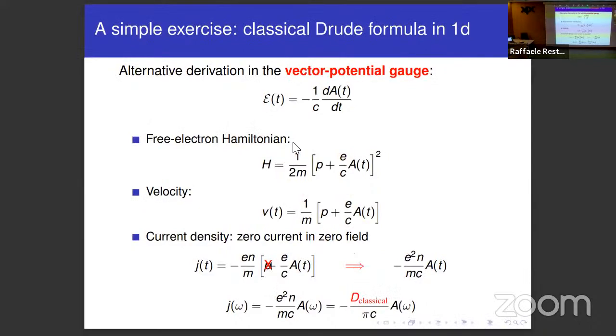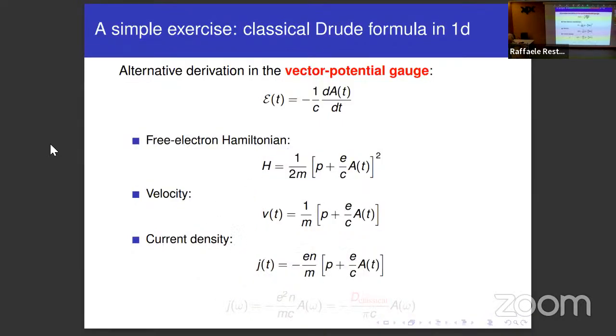Since we want that there is no current when there is no perturbation, the initial condition is that the P term there is zero, so we have that the current is essentially proportional to the vector potential. Simply, you see the current is proportional to the vector potential.